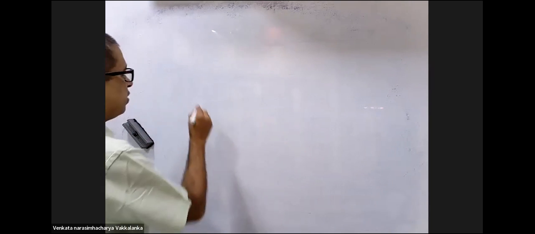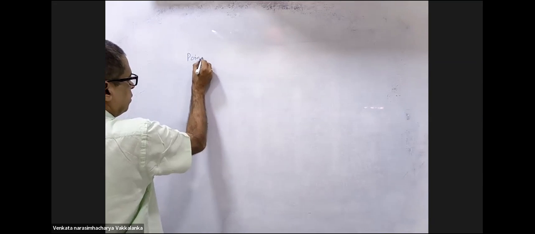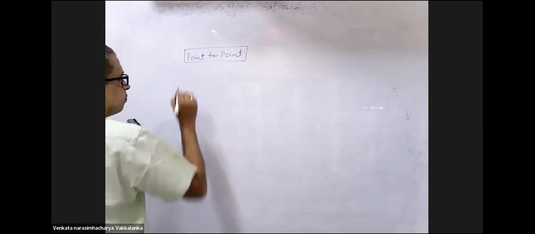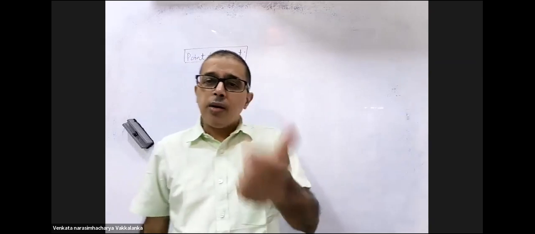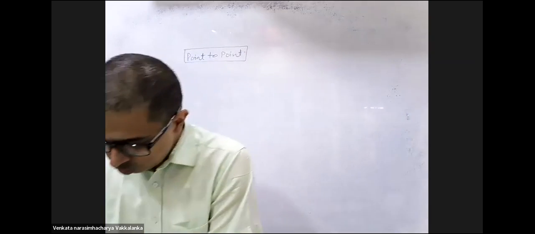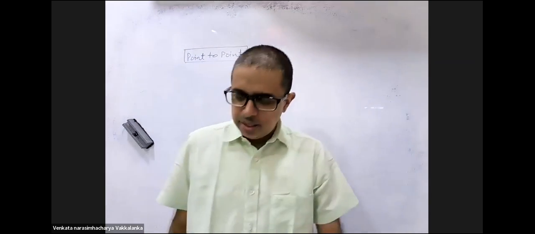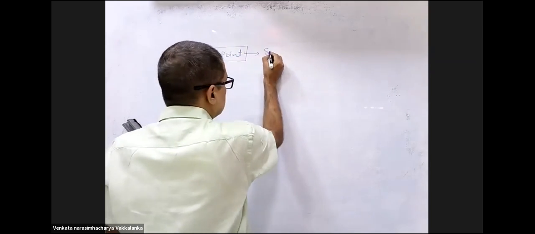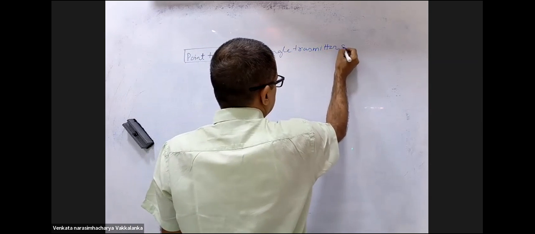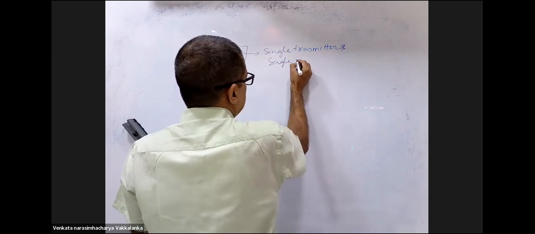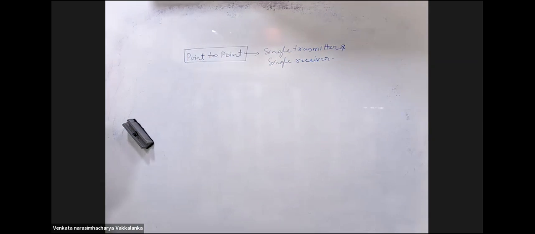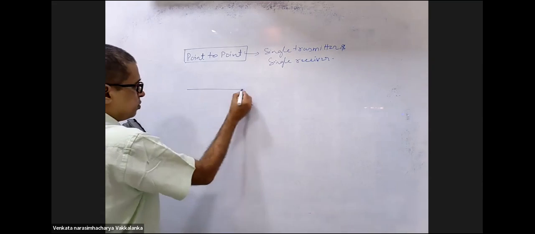Now, there are two types of transmissions. Point to point. I call up a person and I talk to him. He will be able to hear, so it is called point to point: single transmitter and single receiver.